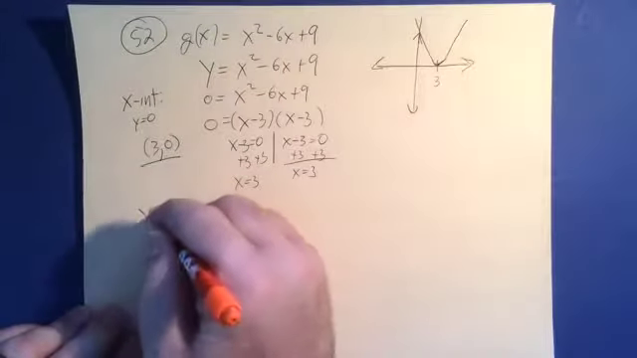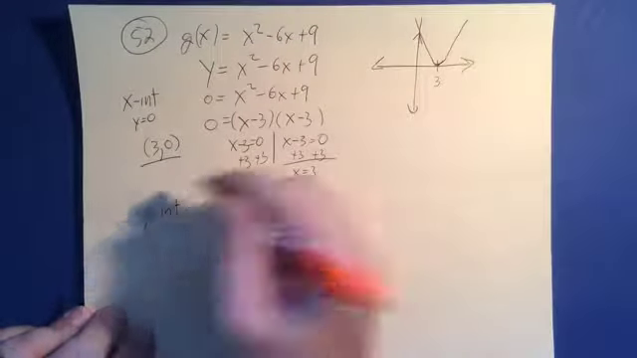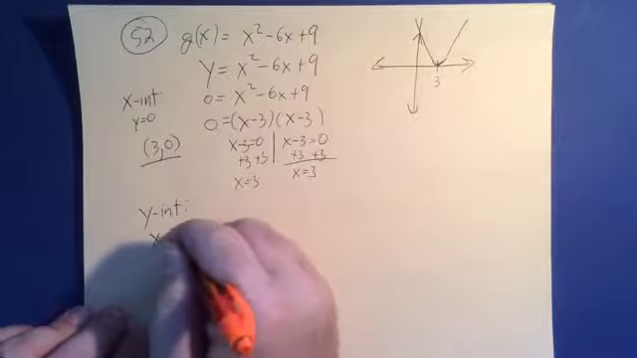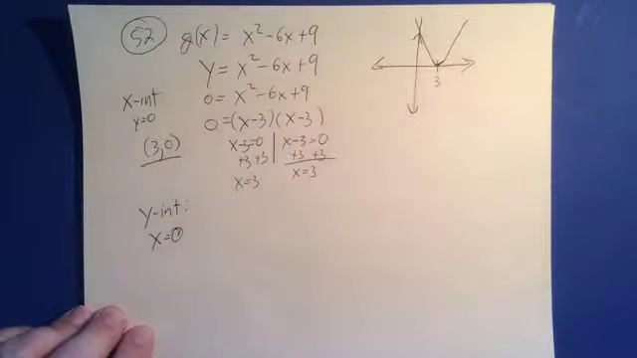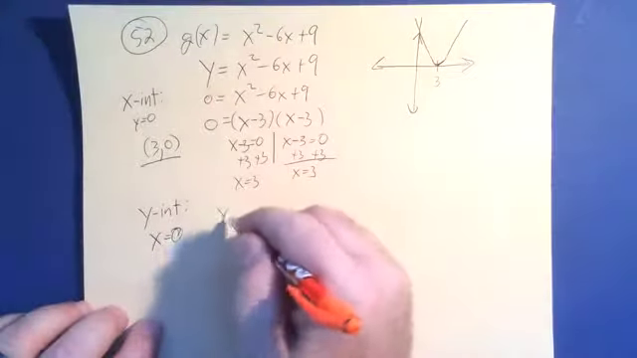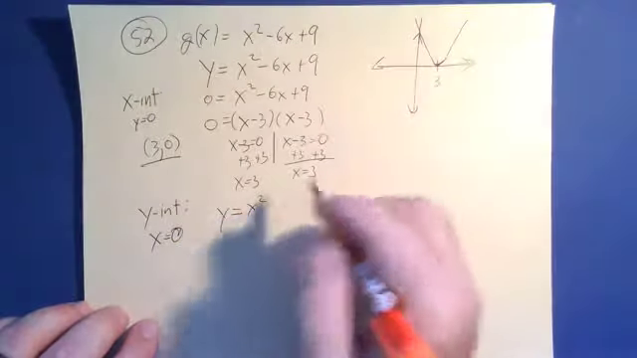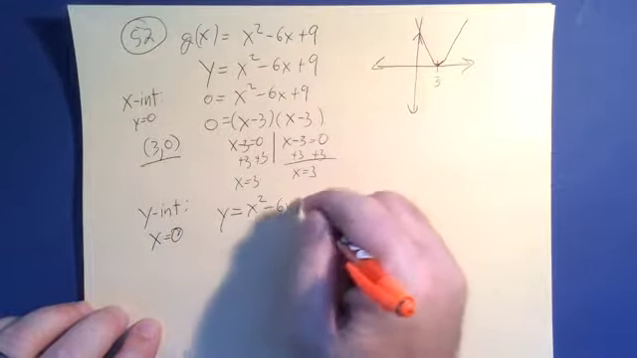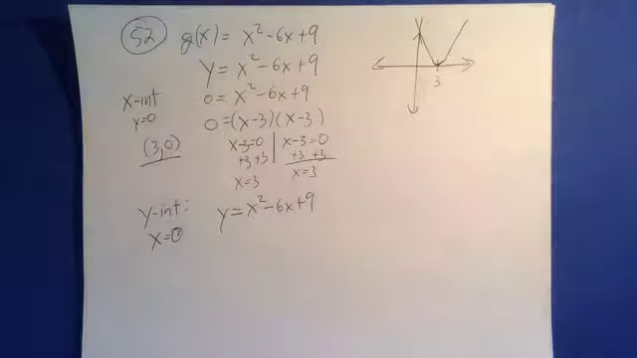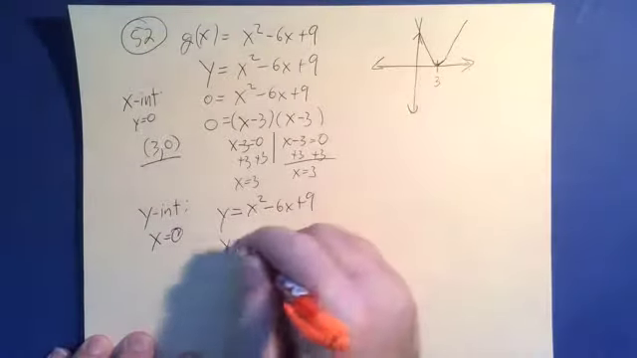For the y-intercept, remember, for the y-intercept, the value of x is equal to 0. So what I'm going to do is write the original equation down for the parabola, or the original quadratic equation, and I'm going to put 0 in for x to see what value I get for y.